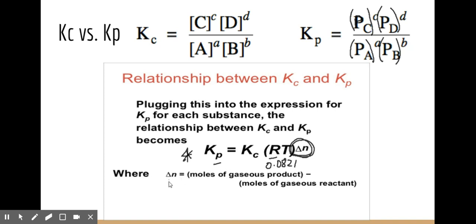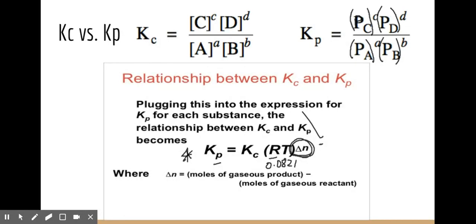And what delta N stands for is the moles of product that's a gas minus the moles of gaseous reactant. So I take moles of product minus moles of reactant, but it has to be gases for both of those. Do note it is okay to have negative delta N quantities. That is okay. Just remember, do products minus reactants, and we only look at gases.